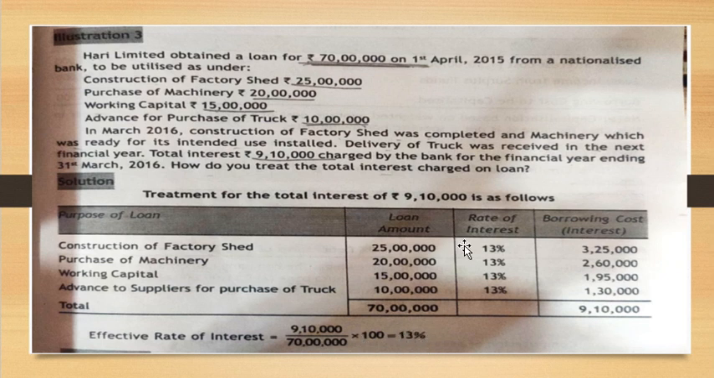So 25 lakh into 13% will give you 3,25,000. 20 lakh into 13% will give you 2,60,000. 15 lakh into 13% will give you 1,95,000. 10 lakh into 13% will give you 1,30,000. So this is the borrowing cost or the interest.